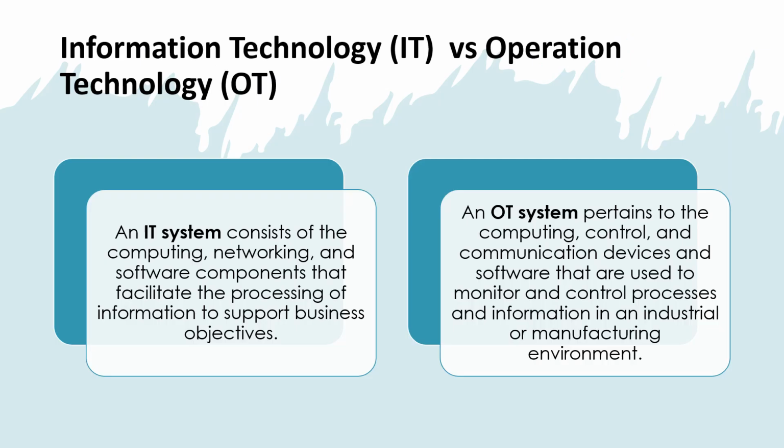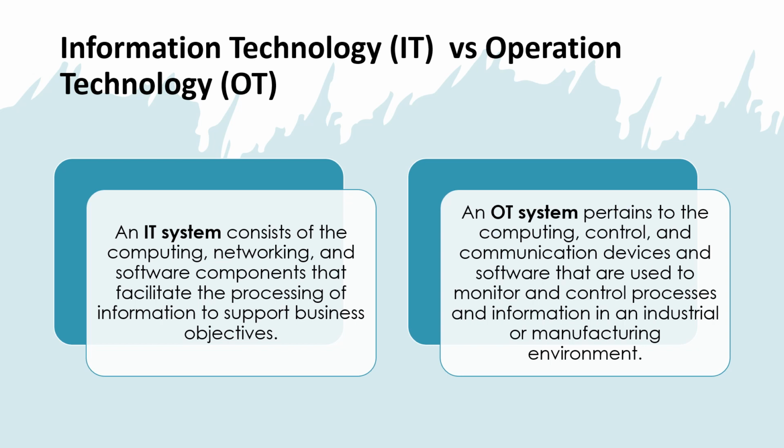An information technology, IT, system consists of the computing, networking, and software components that facilitate the processing of information to support the business objectives of an enterprise. Operational technology, OT, system pertains to the computing, control, and communication devices and software that are used to monitor and control processes and information in an industrial or manufacturing environment.